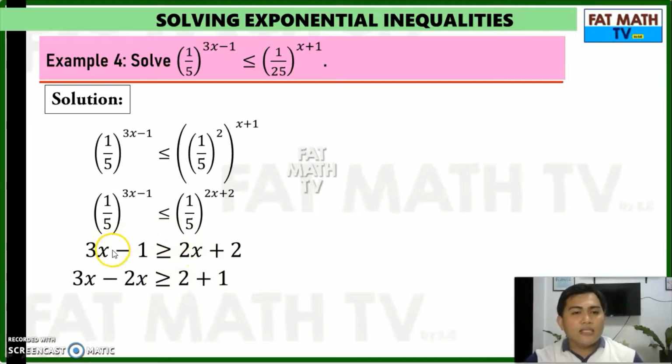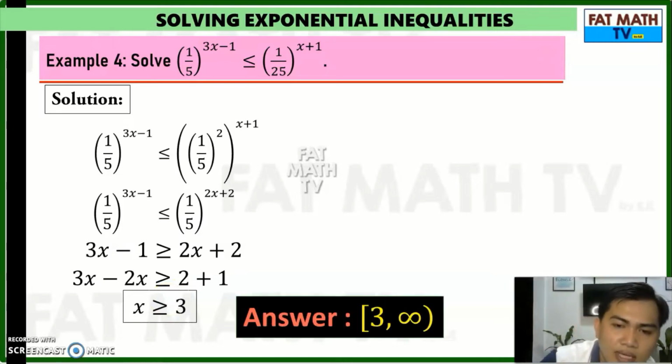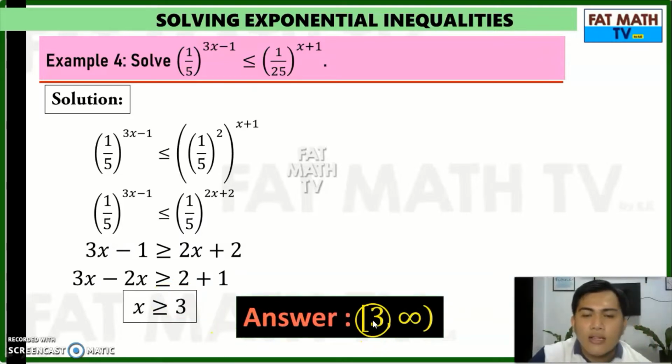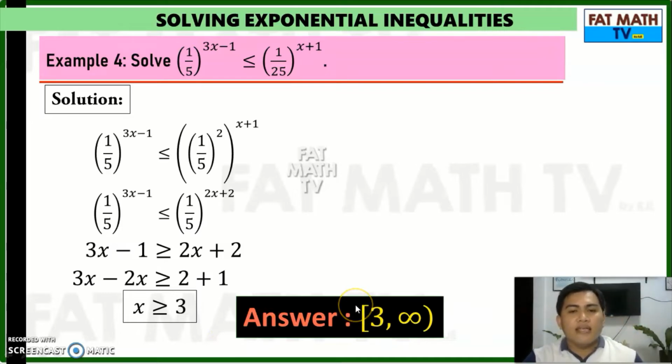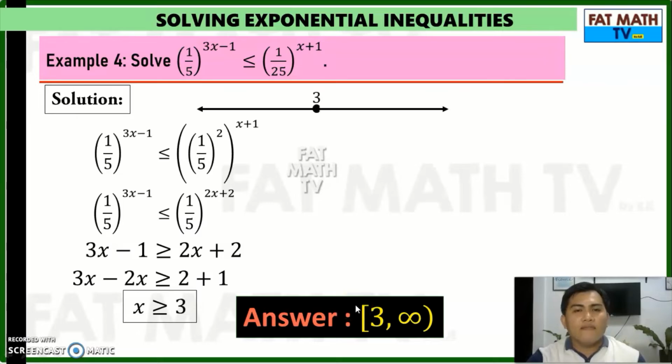And then solve for x. Transfer 2x to the left. Transfer negative 1 to the right. You will have 3 minus 2x, that is x, greater than or equal to 3. Meaning to say, all numbers from 3 up can satisfy the given inequality. Okay, so on the number line, from 3 and all the numbers to the right.